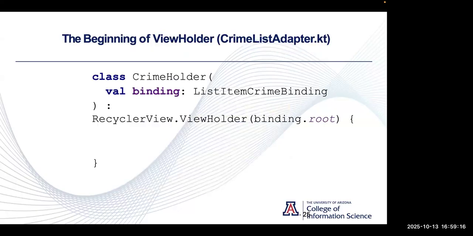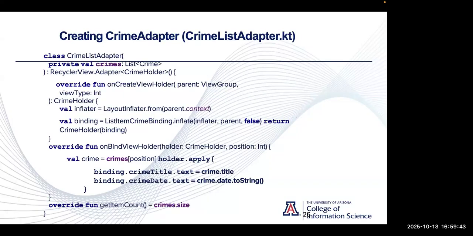Okay. All right, so then we have the beginning of the view holder, and here we have a class called the CrimeHolder. For us it's going to be the GlucoseHolder. And then we're just binding the list of the items here, calling the RecyclerView.ViewHolder, and then binding it to the root. Okay. So then creating the crime adapter, for us, is going to be the GlucoseAdapter.